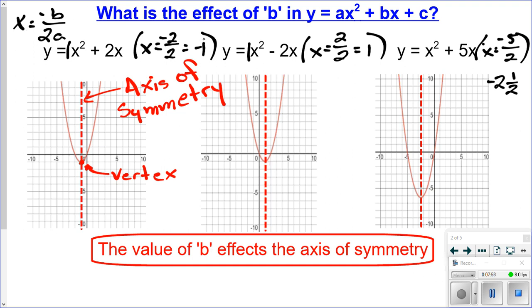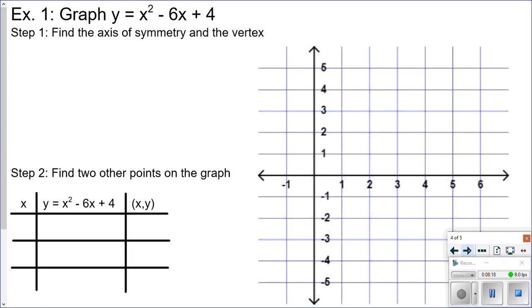And again, once we have this x value, we can take that, plug it into our function, and find the y value. And then once we have that y value, now we know exactly where the vertex is. Once we know where the axis of symmetry is and we know where the vertex is, then it makes this a lot easier to pick points for your graph. And we're going to do a couple examples of that. All right, so let's get to that.